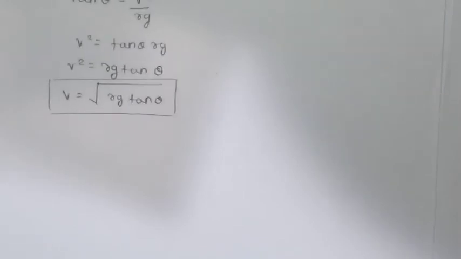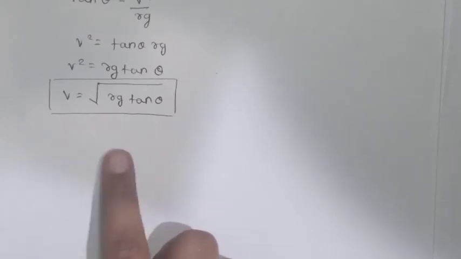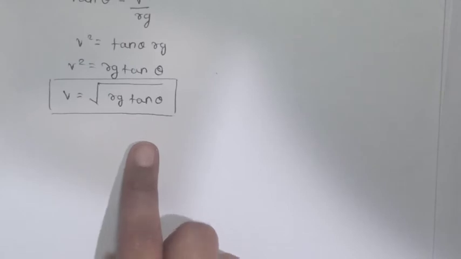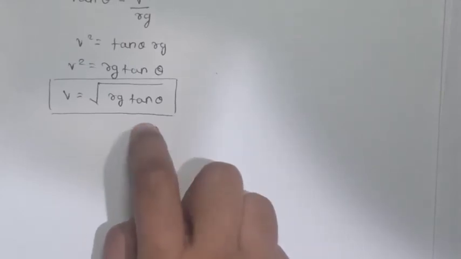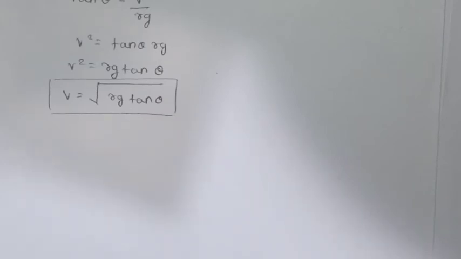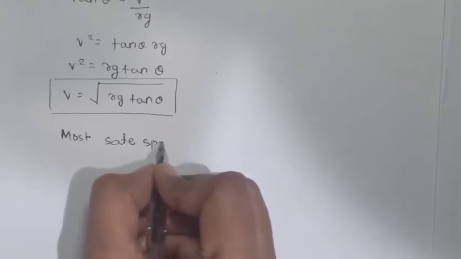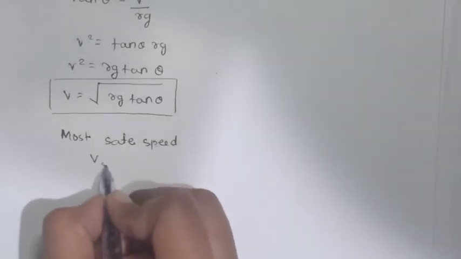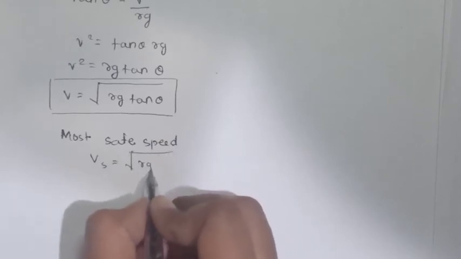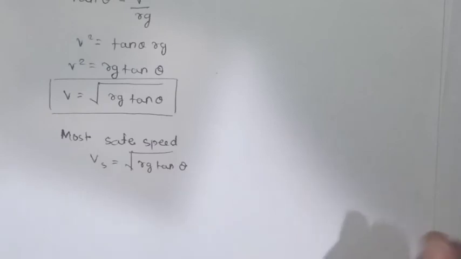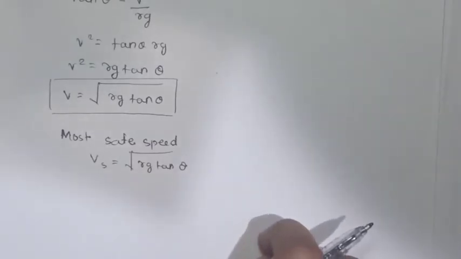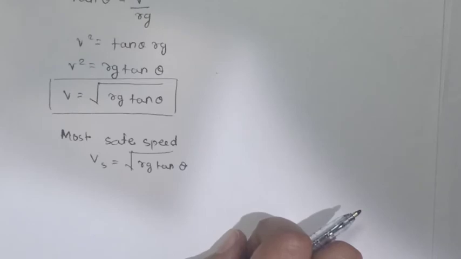For a particular road, r and theta are fixed. Thus, this expression gives us the most safe speed, not a minimum or maximum speed on this road. The most safe speed, denoted by Vs, will be given by the square root of rg tan theta. This is because most of the time r and theta are fixed for a road.